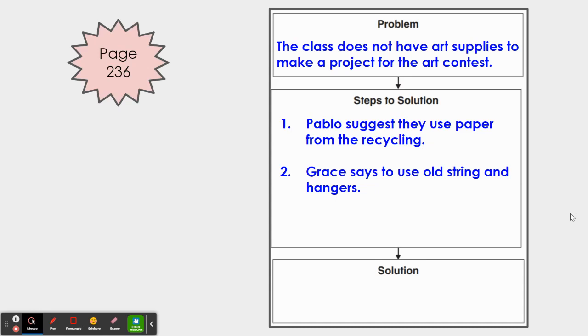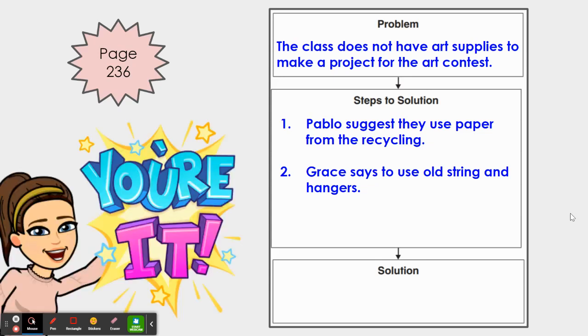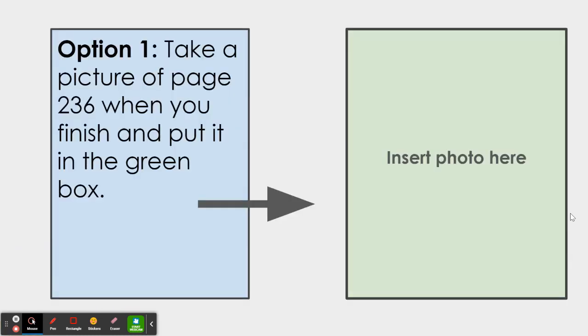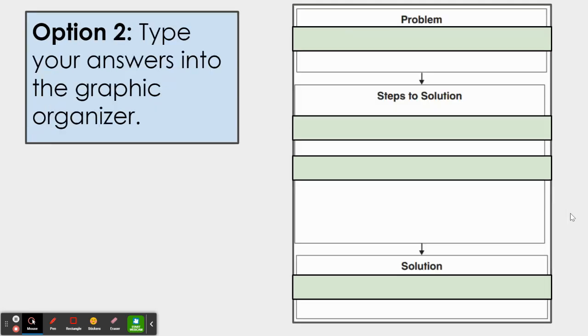What was the solution the class came up with when they did not have supplies? They were able to use other materials from around the classroom or reusable items to make what? If you can find that answer, you will write it in for the solution. Did the class solve their problem? And how? After you finish writing in the solution, I want you to take a picture of page 236 and put it in the green box. If your camera is not working, you can type your responses into the final slide.